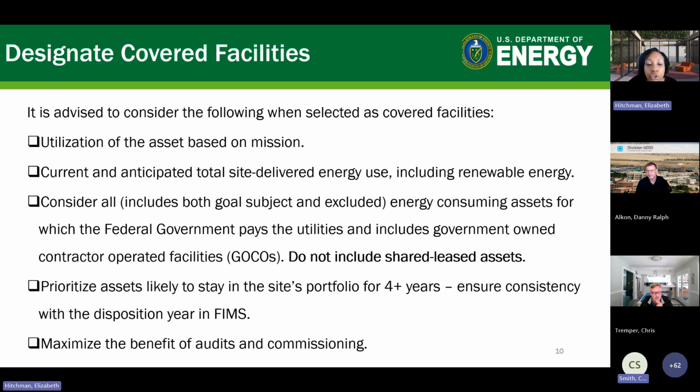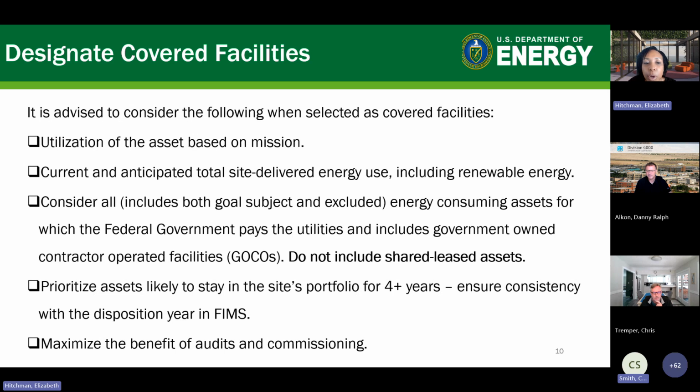A level 2 audit is recommended for the first-time covered facility audits. Level 2 is probably the most common. Most people don't usually bother with the lower levels unless it's a really small building that you're just trying to check, but we'll go through all the different types of audits.